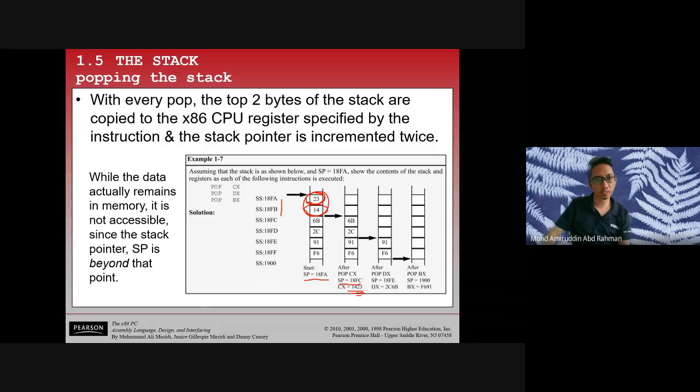Similarly, if we do pop DX and pop BX, of course it will increment 2 and also increment 2, so from A to C, C to E, and E to 1900. Over here the next DX will be 2C6B, and pop BX, so BX will be F691. Of course the SP will accordingly increase, as you can see here.